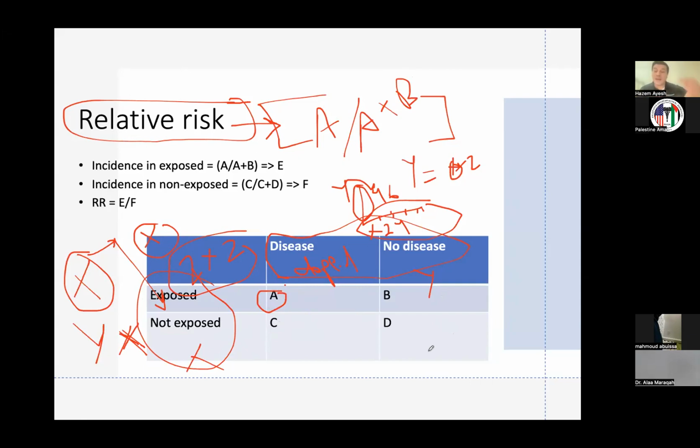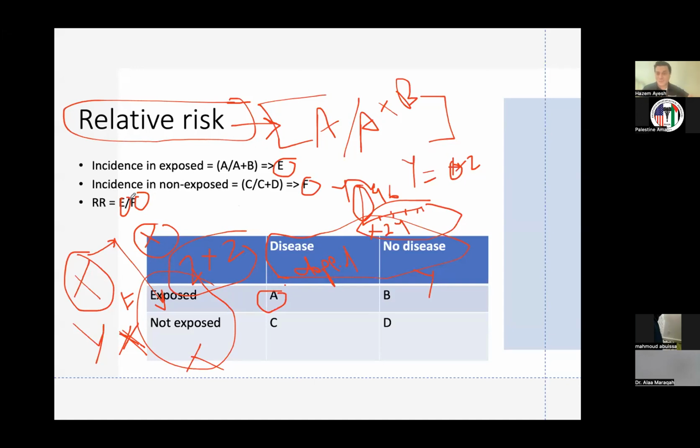Then you divide the incidence in the exposed by the incidence in the non-exposed. Like we said, refer to the incidence in the exposed as E and the incidence in the non-exposed as F. So the relative risk is E divided by F: the incidence in the exposed divided by the incidence in the non-exposed.